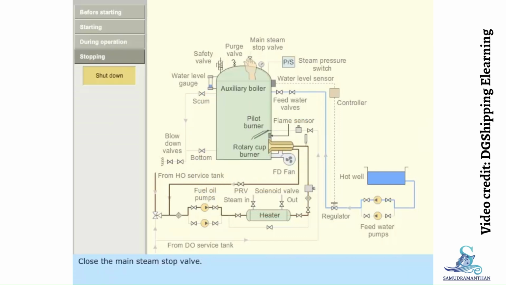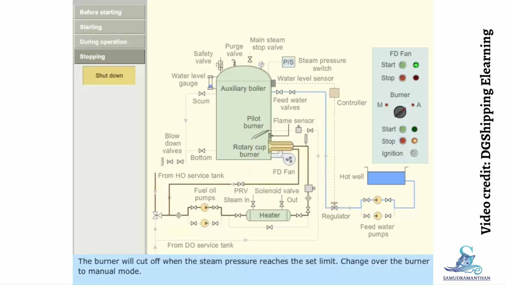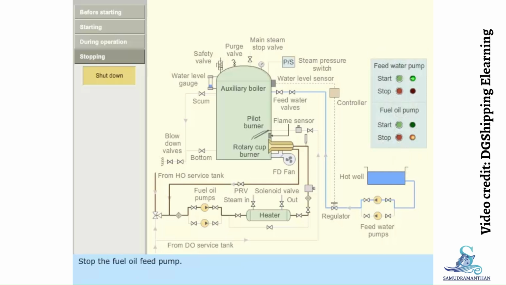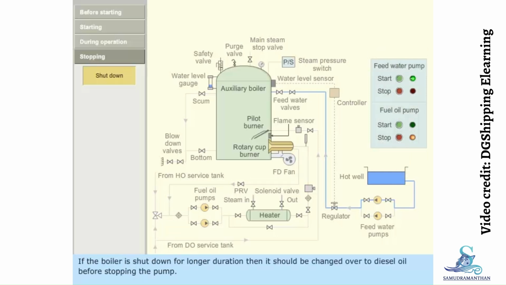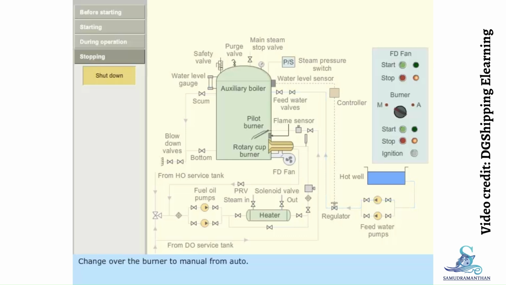Close the main steam stop valve. The burner will cut off when the steam pressure reaches the set limit. Change over the burner to manual mode. Stop the fuel oil feed pump. If the boiler is shut down for longer duration, then it should be changed over to diesel oil before stopping the pump. Stop the feed water pump. Change over the burner to manual from auto.